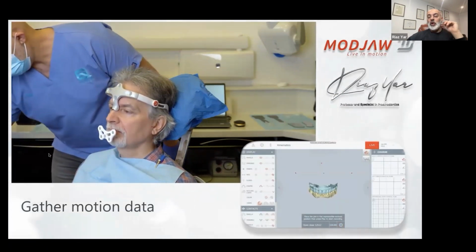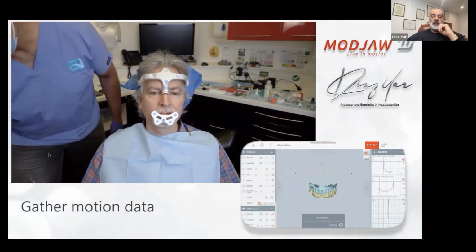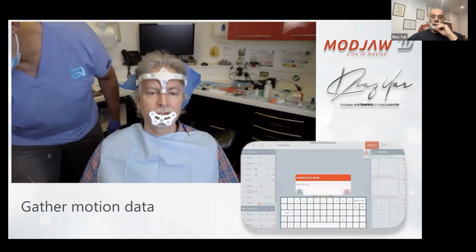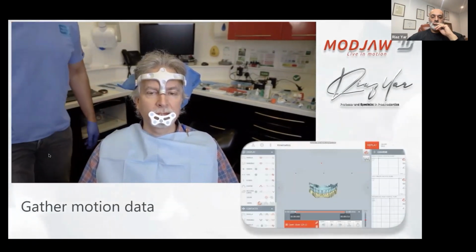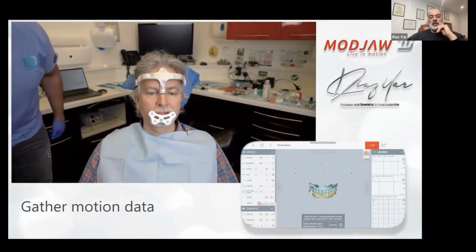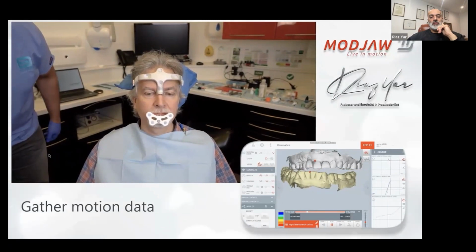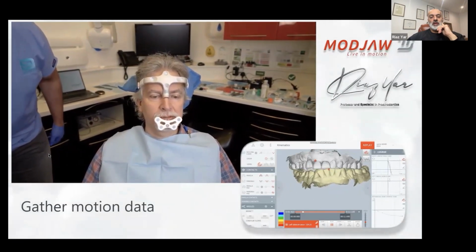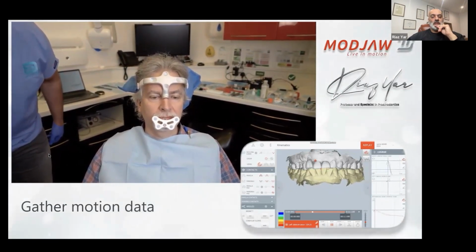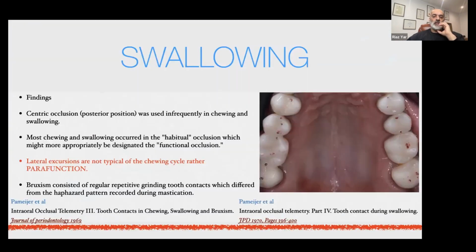So this is me recording the motion data so I can design the teeth. So the patient will now move their jaw to the right, to the left, to the left. So we can then design the teeth.